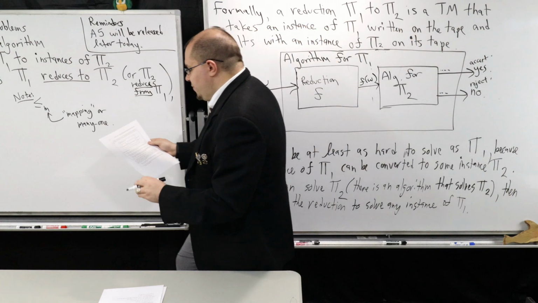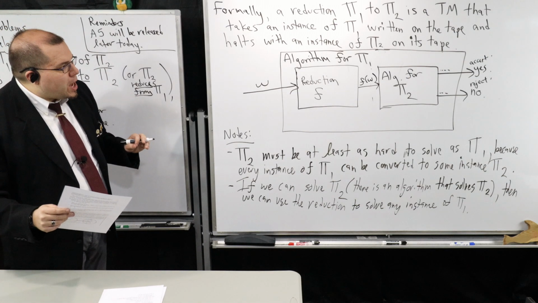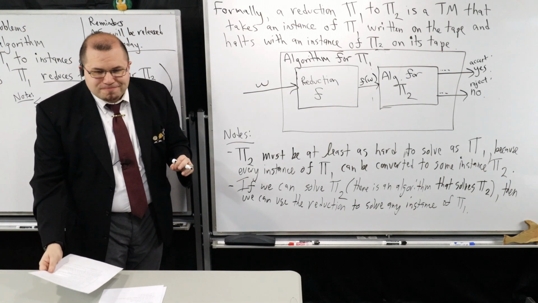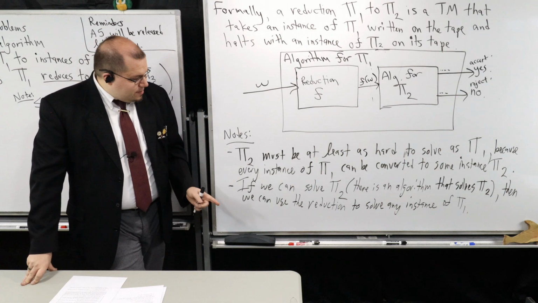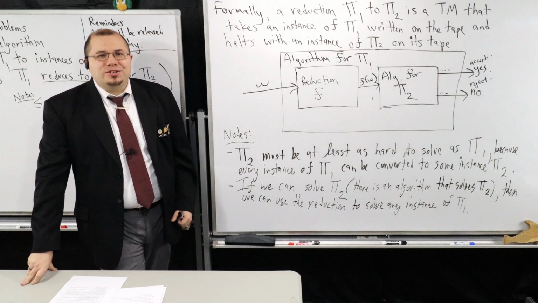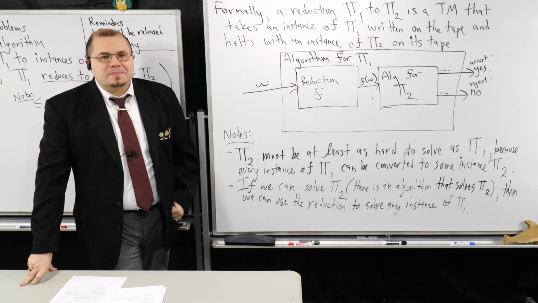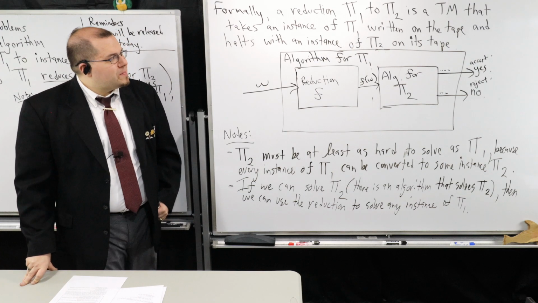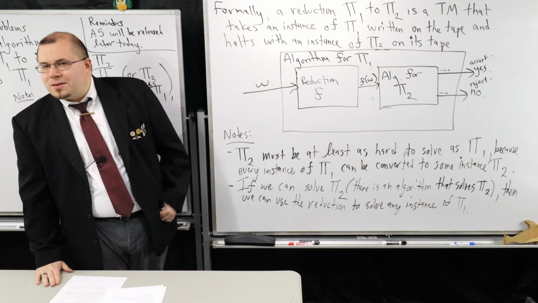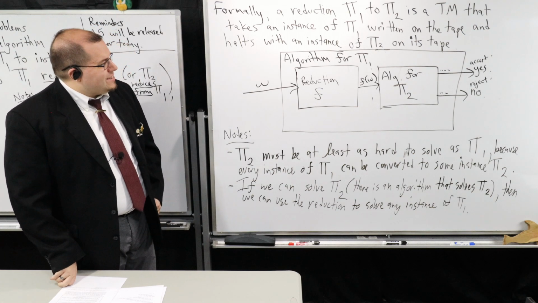So I have a question for you. What does that mean if I tell you that pi 2 is decidable? If I was talking about pi 1 and pi 2, what does this mean if I tell you that pi 2 is decidable? What's the relationship pi 2 has with pi 1? Yes, it's also decidable. Exactly.